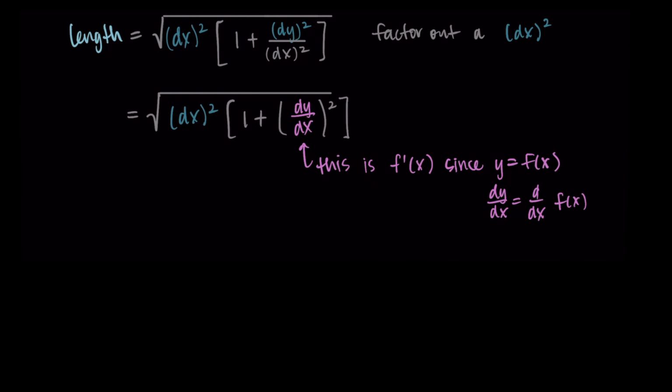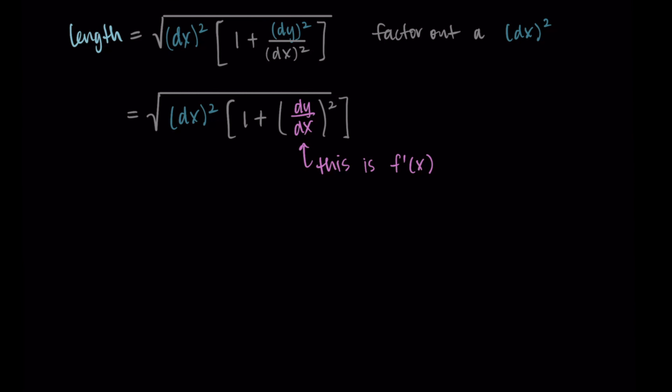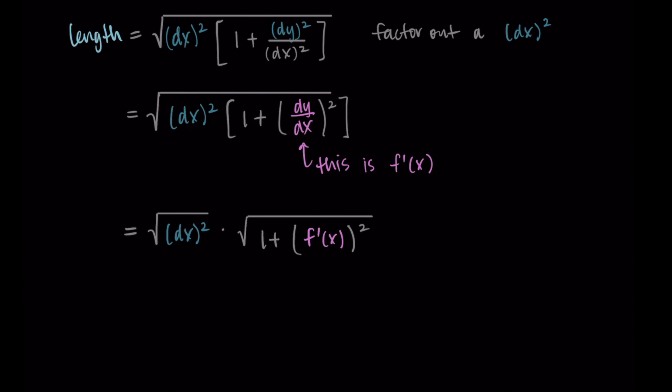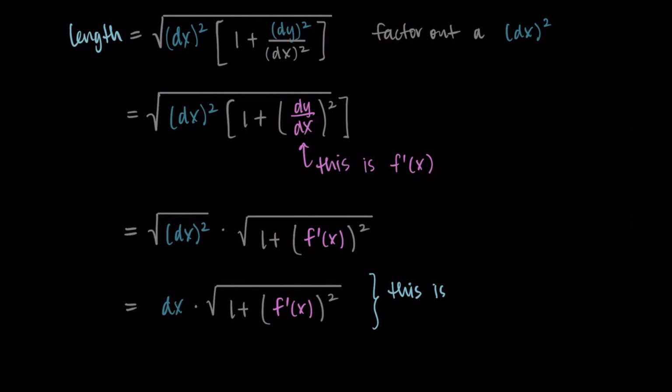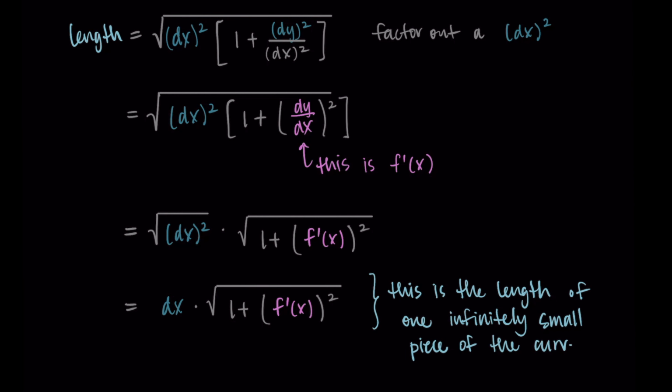Okay, so we're making progress. We've now incorporated our function f of x in some way, so let's write this out. I'm going to separate the square root into a product of square roots. So I have the square root of dx squared times the square root of what's left over, so 1 plus f prime of x squared. And then we will just do some simplifying with the square root and the squared on the dx. So I have dx times the square root of 1 plus f prime of x squared. And now we have a formula for the length of one infinitely small piece of the curve. So we've got a little piece of the curve. This is the formula for the length of just that one little piece, and we'll use an integral to add them all up.